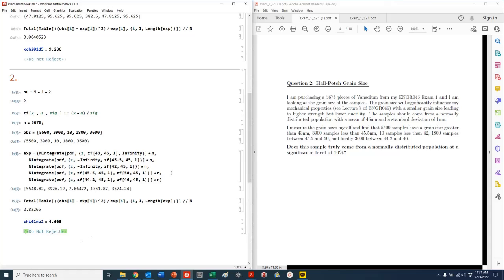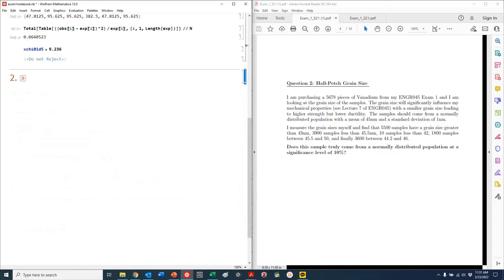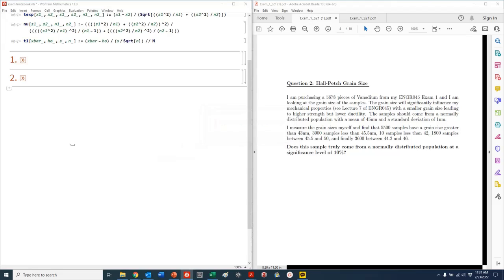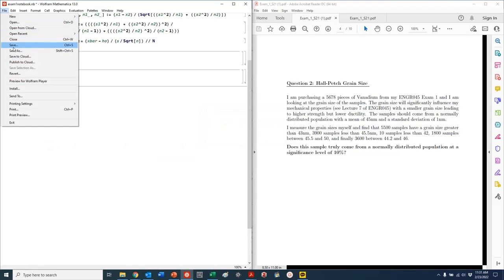Excellent. And that's it. So let's close this up and let's move on to the next problem. And actually, I'm going to quit my kernel right now. Make sure I don't have any of those things. I'm going to save my notebook too.